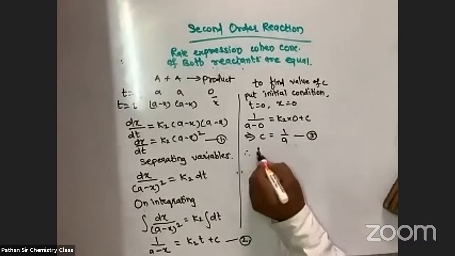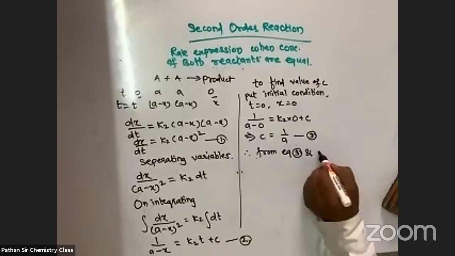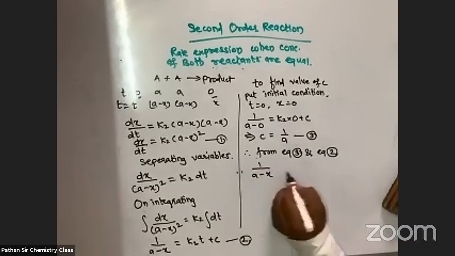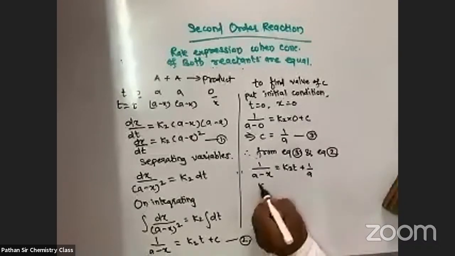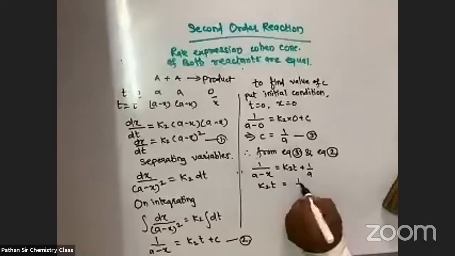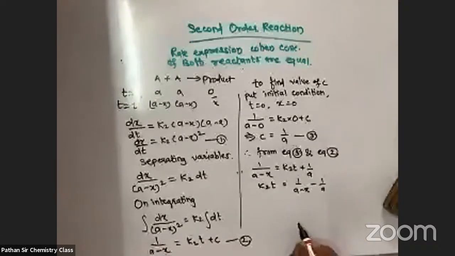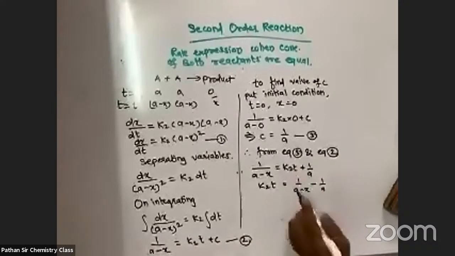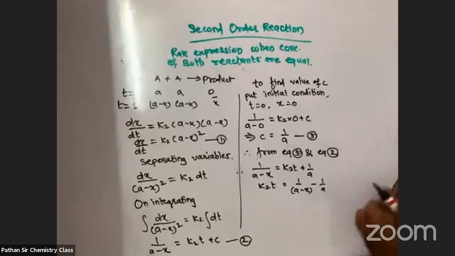Therefore, from equation number 3 and equation number 2, we get 1 upon a minus x is equal to k2t plus, instead of c, 1 by a. So k2t is equal to, 1 by a goes to the other side, 1 upon a minus x minus 1 by a. Right, the plus becomes minus on the other side. So 1 upon a minus x minus 1 by a. So simplify it. What will we do?